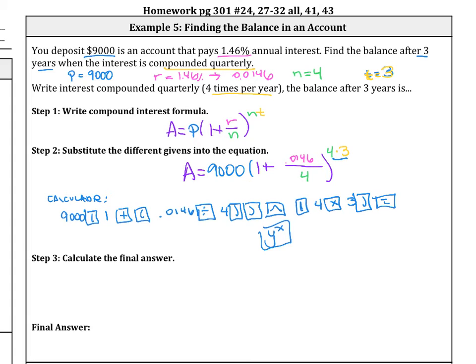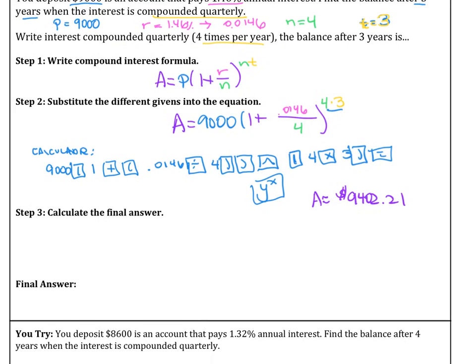If you type that in correctly, inserting the correct amount of parentheses, then you should find that A is approximately $9,402.21. Round to 2 decimal places since it is money. Therefore, the final answer is the balance is $9,402.21 after 3 years. It's about getting practice plugging it into the calculator, getting the right answer, and really knowing how to use it.